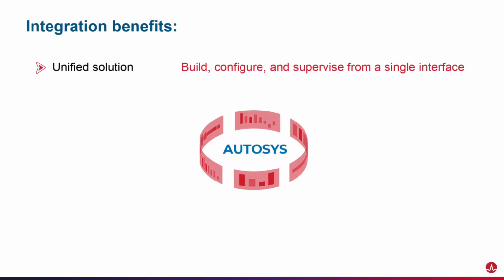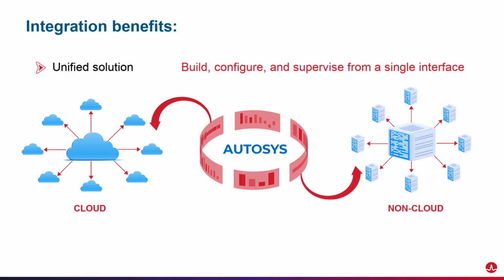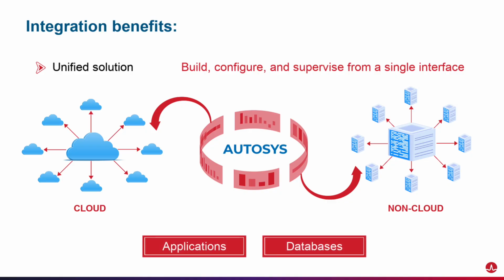AutoSys plays a central role in orchestrating operations across multiple environments, including the cloud, and synchronizes these processes with other non-cloud operations. Integrating Kubernetes allows us to configure process automation centrally in AutoSys. Subsequently, we can execute and supervise all processes from a single interface. These Kubernetes processes seamlessly sync with different environments supported by AutoSys, such as applications and databases.